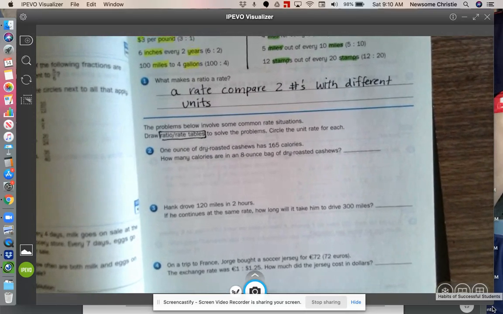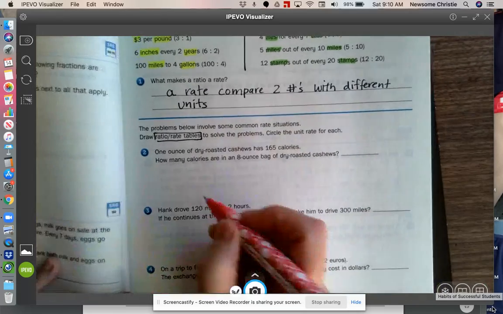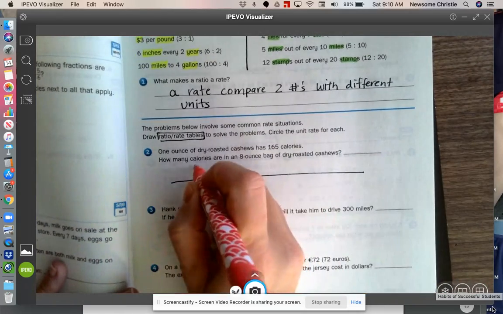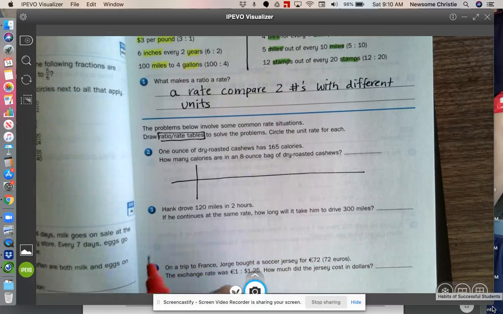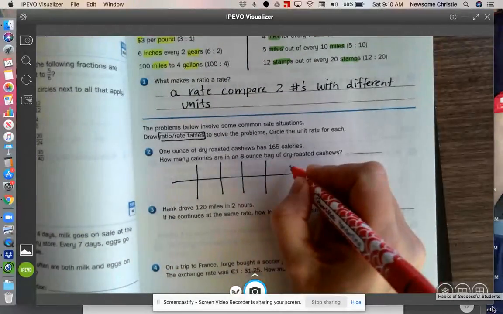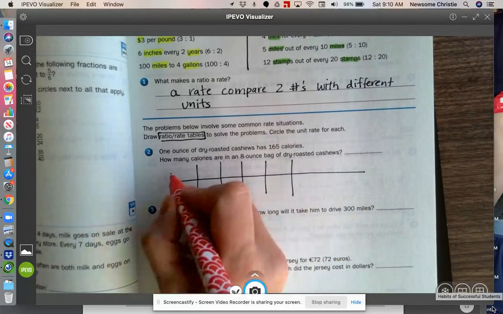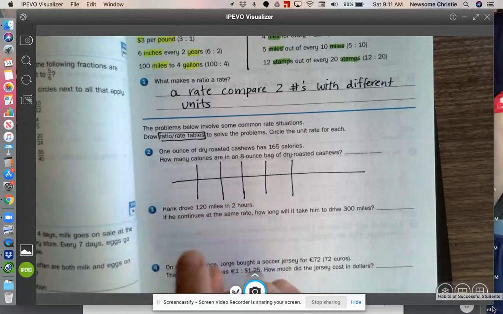So a table, you guys have worked with tables before. Tables have columns and rows. And so each of these are going to have a little table. And the table is going to be a place for us to look at these ratio and rate comparisons. Okay, and so let's read this first problem.